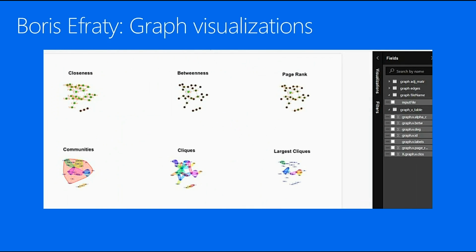Another interesting one was done by a data scientist in our team who was investigating graph theory. And you can see here that you can create really awesome representative graph visuals to check things like closeness and betweenness, basically graph properties.